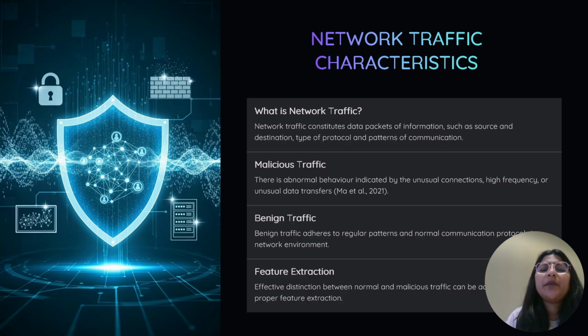So network traffic is made up of data packets that flow among systems. The useful information is in these packets, which include IP addresses and protocols. And malicious traffic is not the same as normal traffic. As an example, it can exhibit abnormal patterns such as repeated connections or abnormal data flow. Through such patterns, we are able to detect attacks.